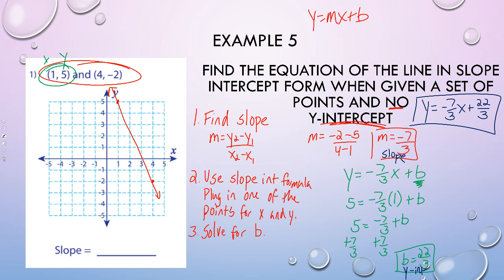How do we do that? Find the slope, use your slope-intercept formula to find the y-intercept b, and then you can write your equation there.